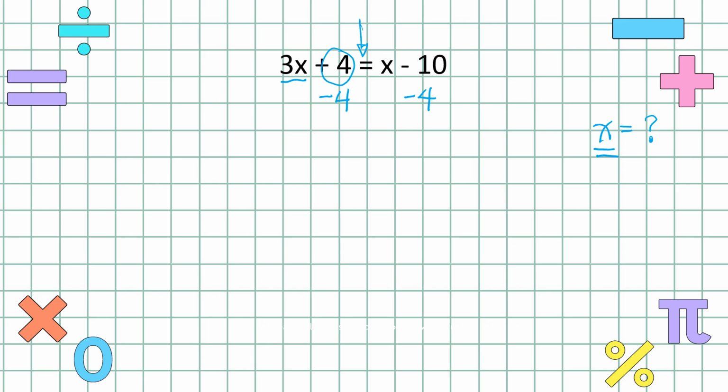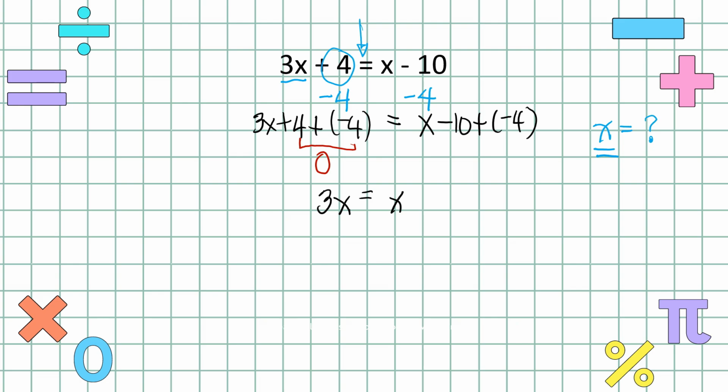So what will happen here is that we'll have 3x plus 4, we add a negative 4, and x minus 10, we add a negative 4 as well. Again, the reason we do that is for this pair to become 0, and a positive added to its negative version will always be 0. So we'll just have 3x equal to x. And as for negative 10 plus negative 4, that gives us negative 14, so we can write it simply as minus 14.